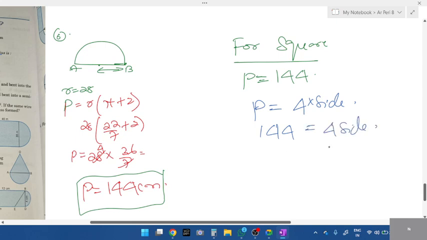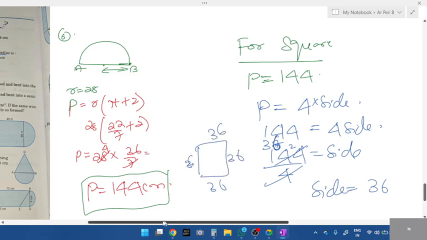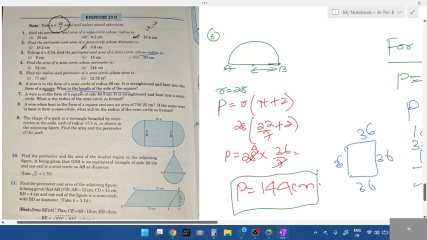If I want to find the side, what happens to 4? Divide it. 4 ones are 4, 4 threes are 12, 4 sixes are 24. The answer, students, is 36. What is the side value? Each side is equal to 36. See, this is the meaning: 36, 36, 36 and 36. That is what they've asked us to find. What is the length of the side of a square they've asked?